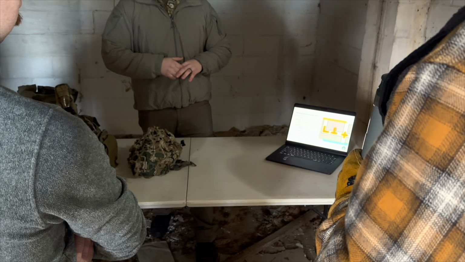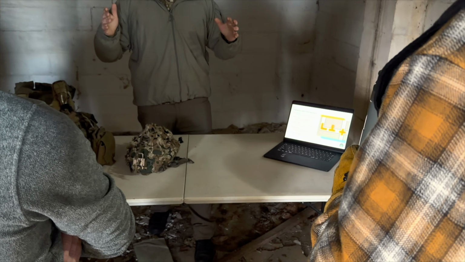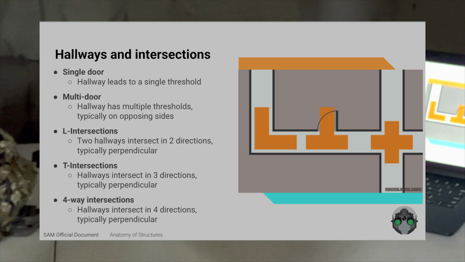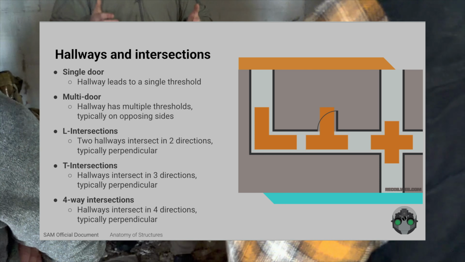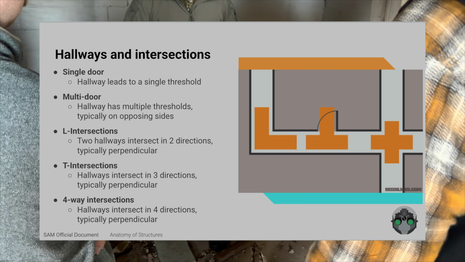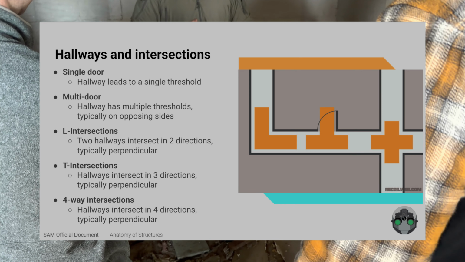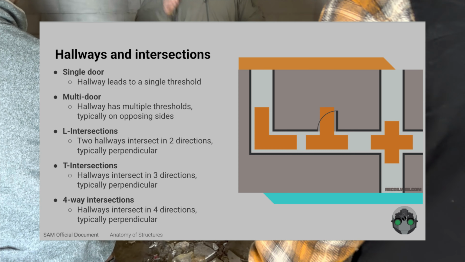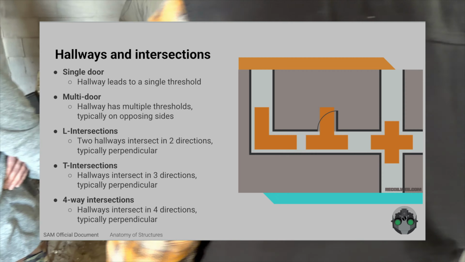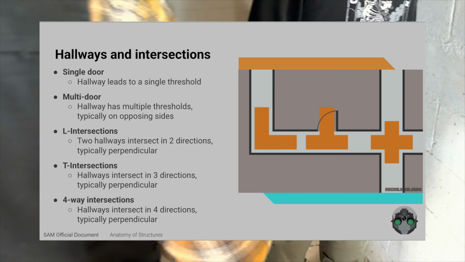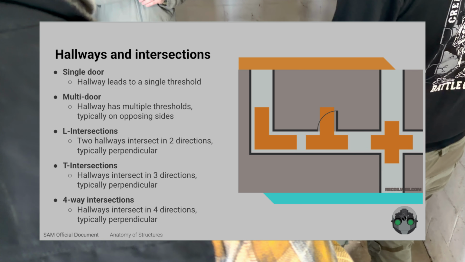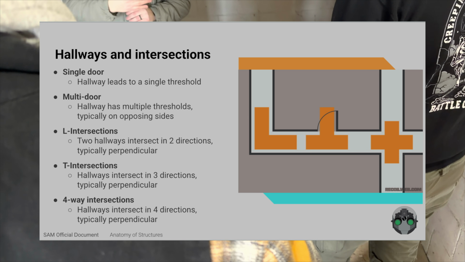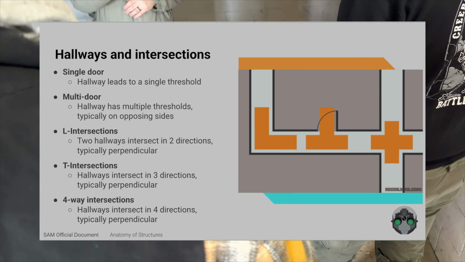So, hallways and intersections. Think about a hallway. In a normal house, we can have single door hallways, so hallways that literally have a single door at the end. We can have multi-door hallways, so you're walking down and there's a kid's room, bathroom, closet, and the master at the end of the hall. We can have L intersections, where you go down and there's a 90-degree turn. You can't see around that corner, but you can tell from afar, okay, it turns, it bends.